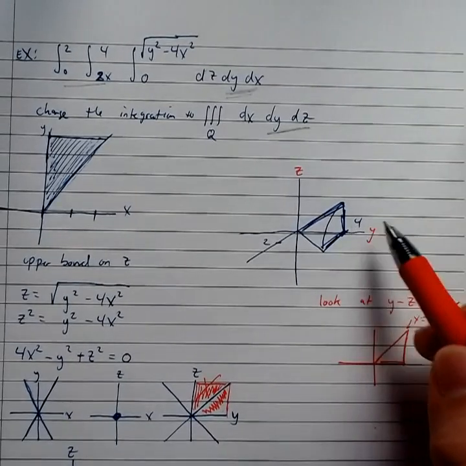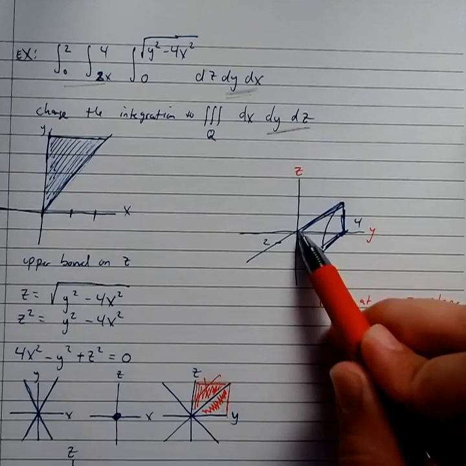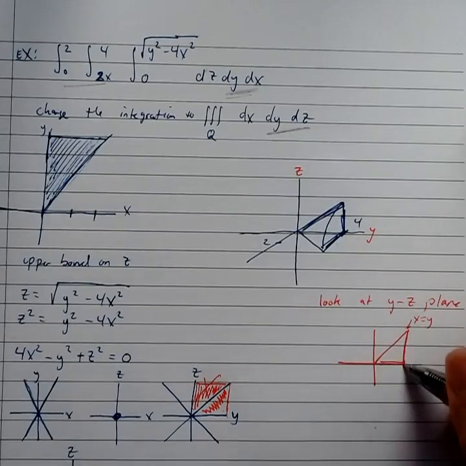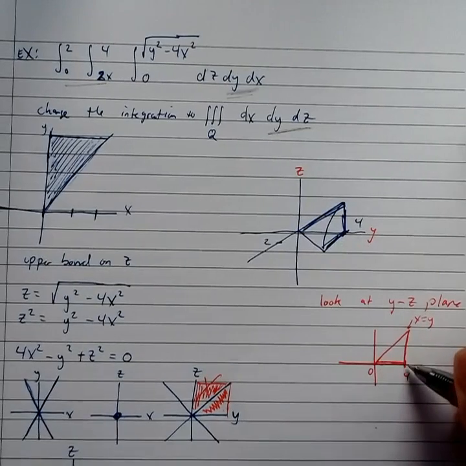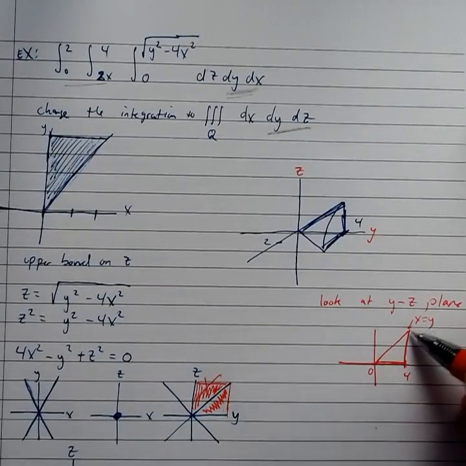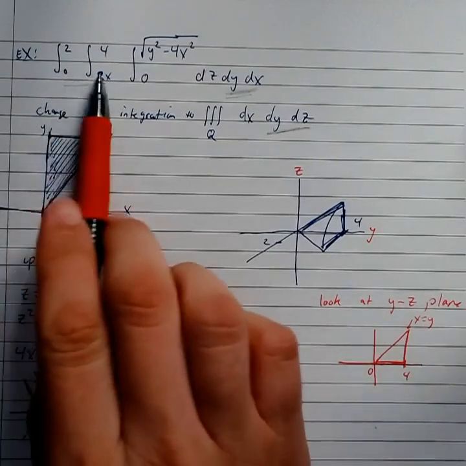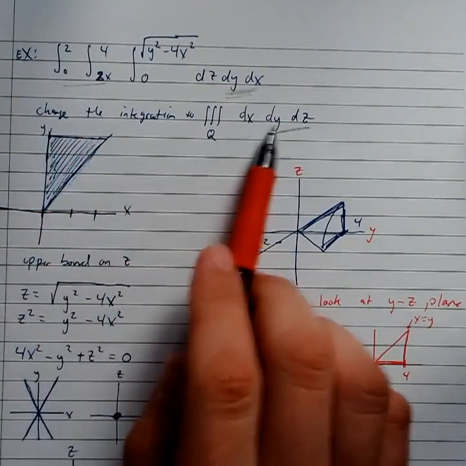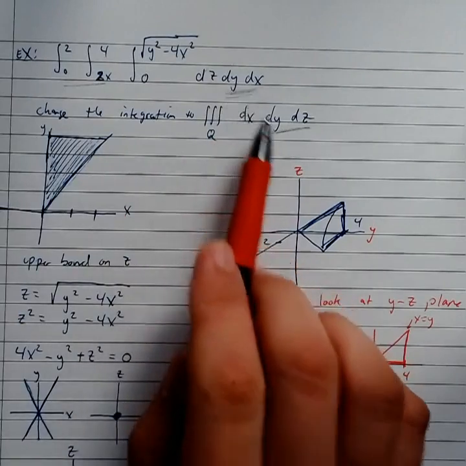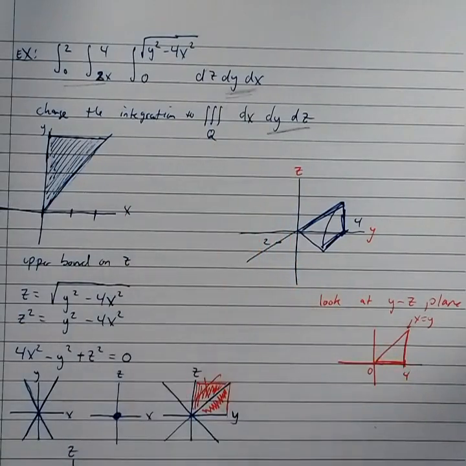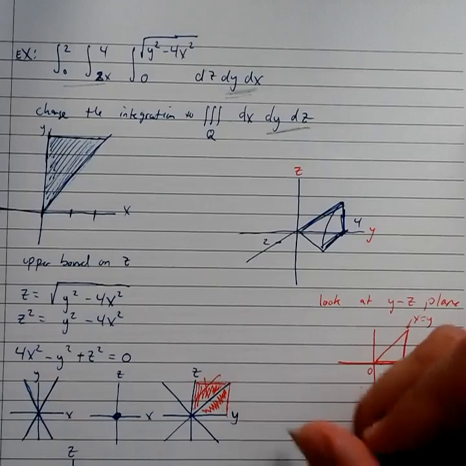Notice if you're following along the Y axis, it starts at 0 and goes out to 4. So that's 0 and that's 4. And that's the line X equals to Y. So now I can describe this part of my boundary, but now instead of with respect to X and Y, I can do it with respect to Y and Z. So let's see what that's given us so far.